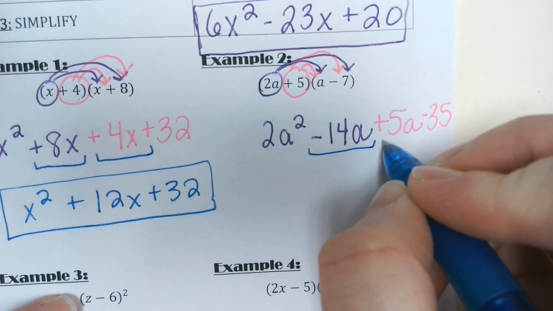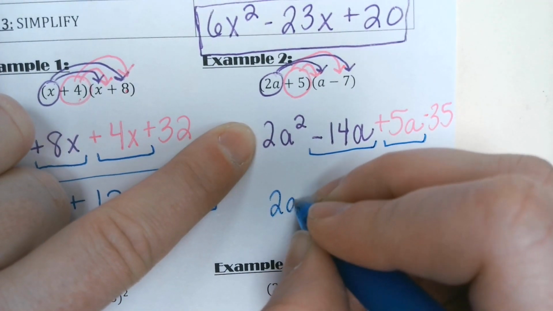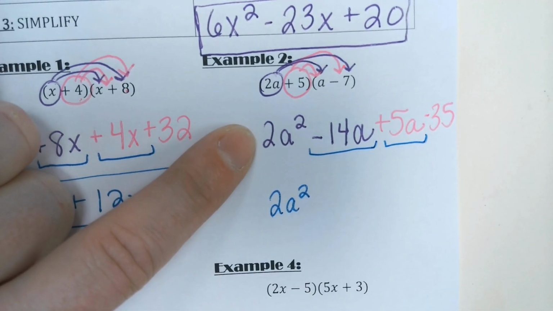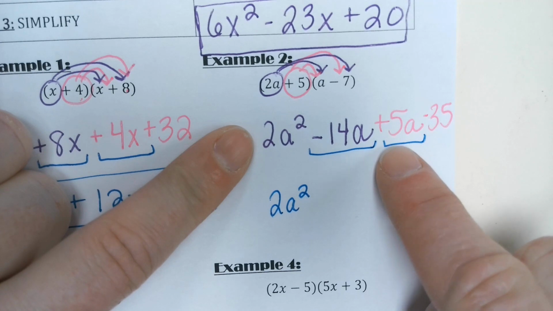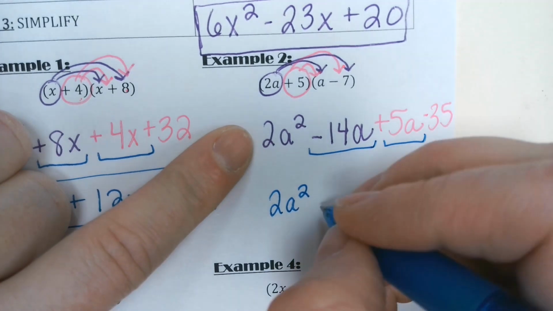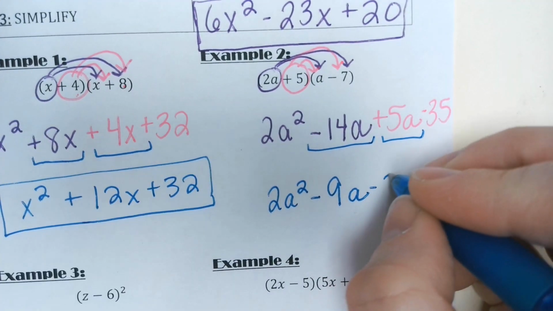Now combine your like terms. I still have the 2a squared. I combine the negative 14 and the positive 5. Negative 9a, and then minus 35.